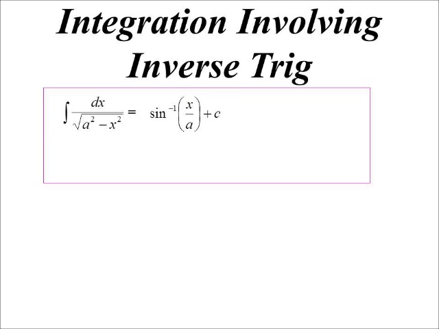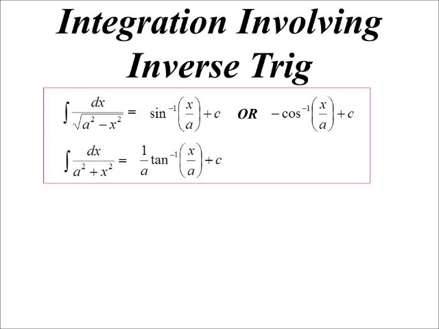If you see dx on the square root of a squared minus x squared, then that will give you the inverse sine of x on a. Or, of course, you now actually have a choice. Wow, how good's this? 2-for-1 deal. You can have either inverse sine of x on a or minus the inverse cos of x on a. And the other one for inverse tan: if we see dx on a squared plus x squared, however, the difference is 1 on a. Because remember, when we differentiated, we ended up with a on the top of inverse tan.